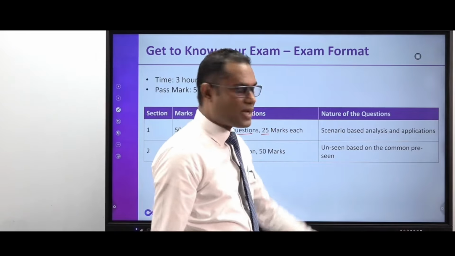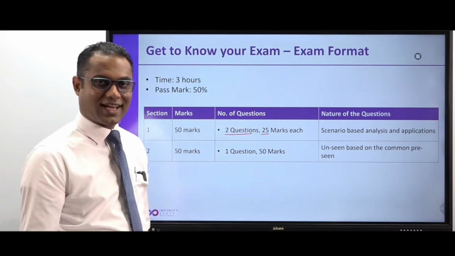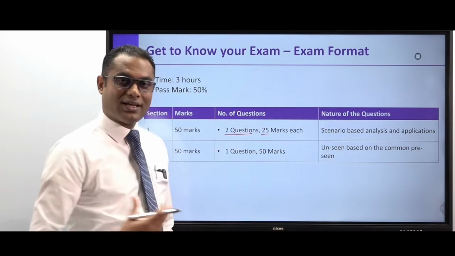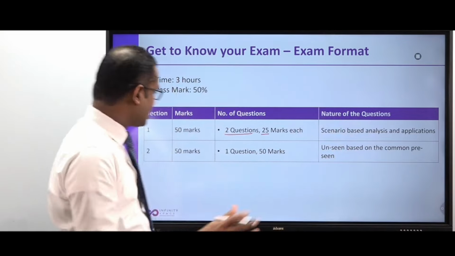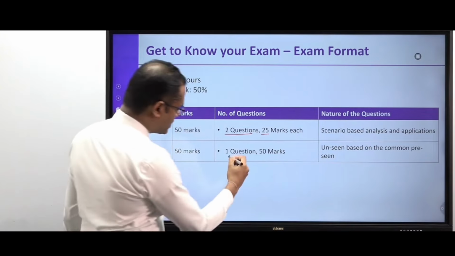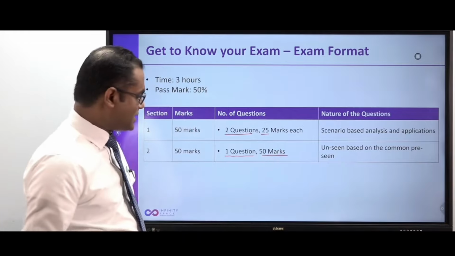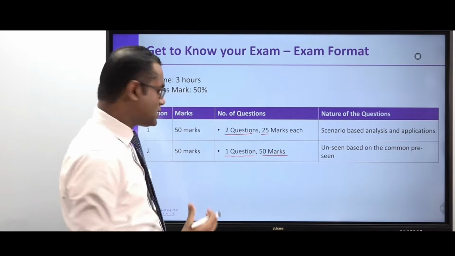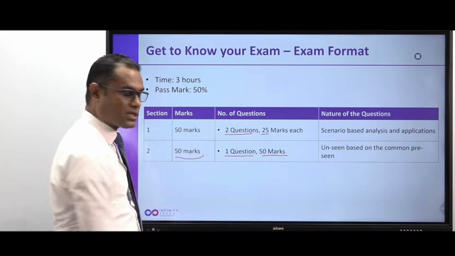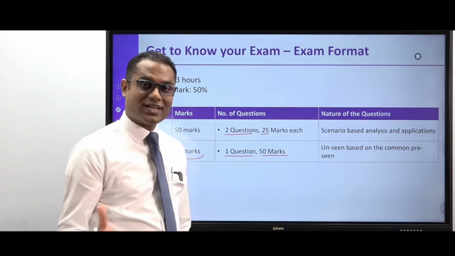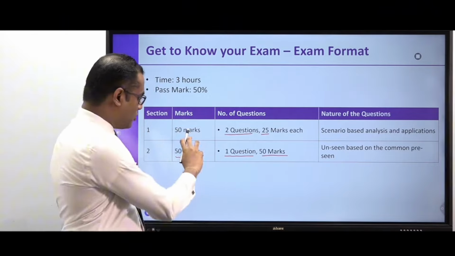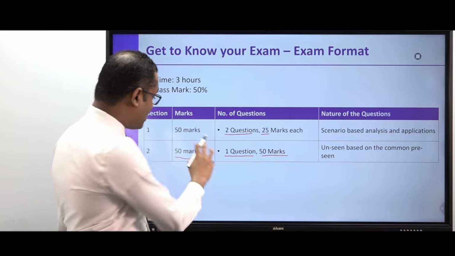These are actually scenario based questions, right? Not direct questions about the accounting standards, not the definitions and all that. So these are scenario based questions. Application of the syllabus areas would be tested in these 2 questions in section number 1. Thereafter, section 2 consists of one question that is based on the common pre-seen, right? So you'll be given an unseen scenario in the examination, and there are questions. In terms of this section 2, this 50-mark question, you would definitely have consolidation adjustments. Consolidation areas are tested in this particular unseen. Based on the common pre-seen, there will be an unseen, and then the consolidation areas would definitely be tested over here.